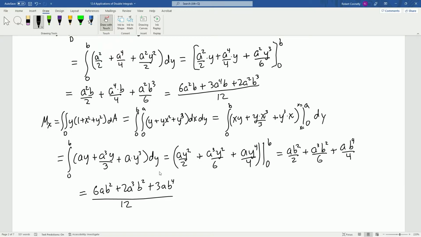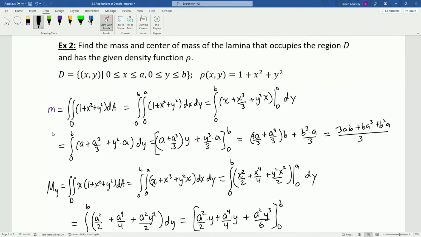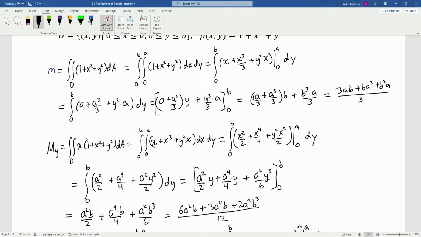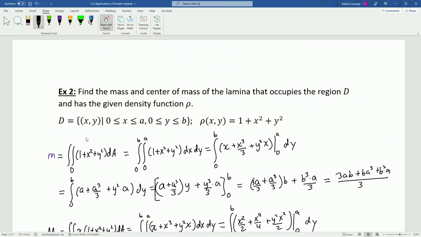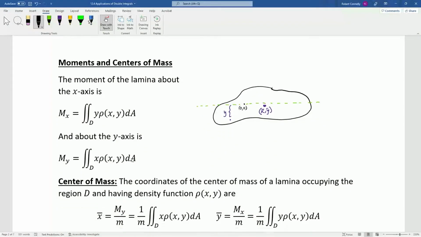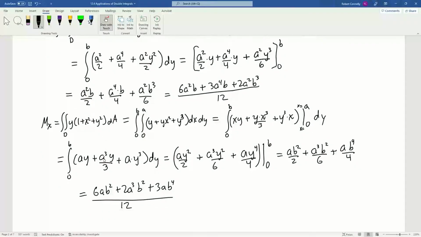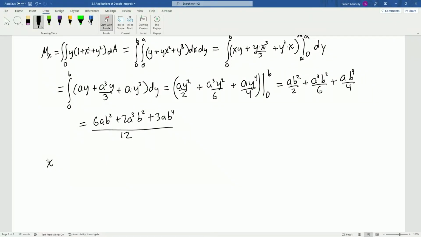So now I've got everything I need. I have my moment about the x-axis, my moment about the y-axis, and I have my mass. So now if I want to find the center of mass of the lamina that occupies this region, all I got to do is divide my moments by my mass. So x bar is the moment about the y-axis divided by the mass.